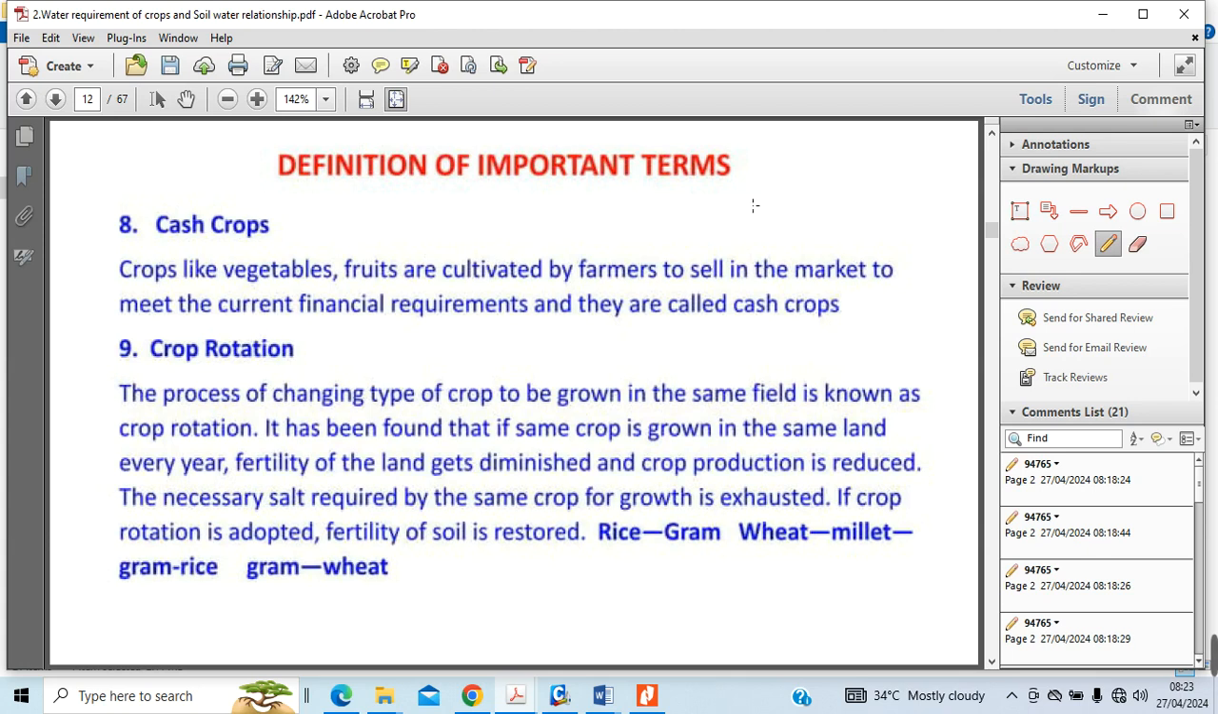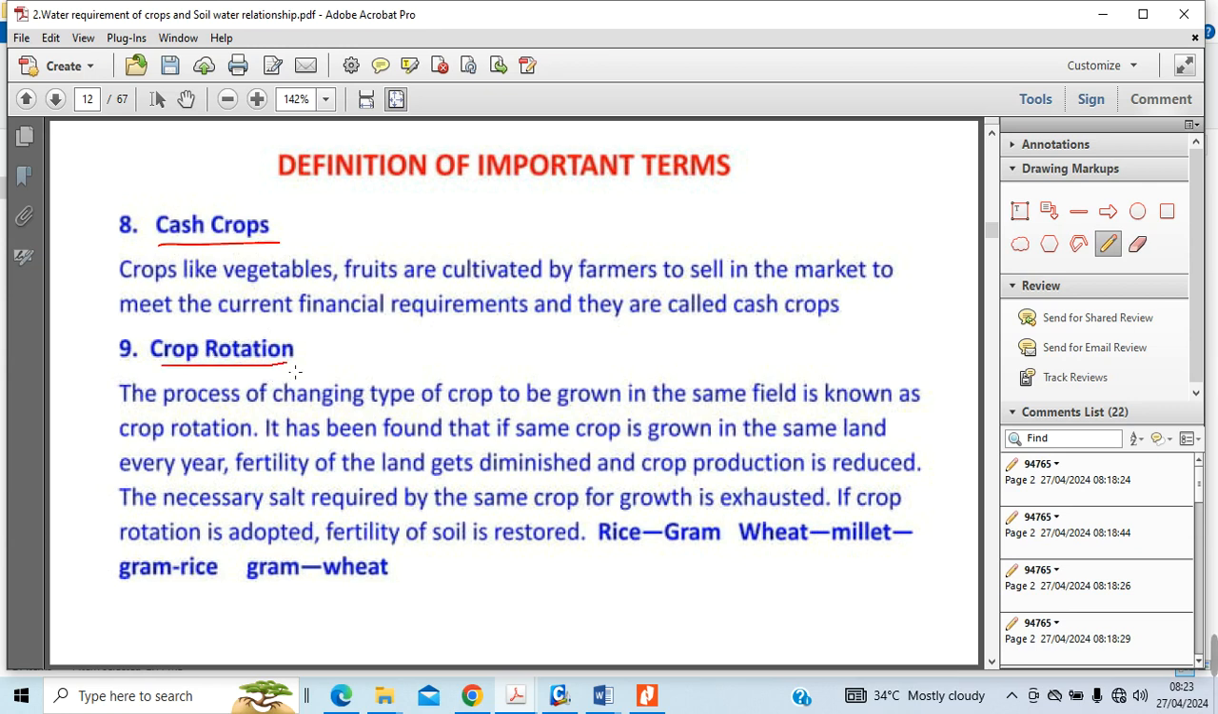The definition of some important terms. The crops like vegetables and fruits are cultivated by farmers to sell in the market to meet current financial requirements, and they are called cash crops. So you know the cash crops.